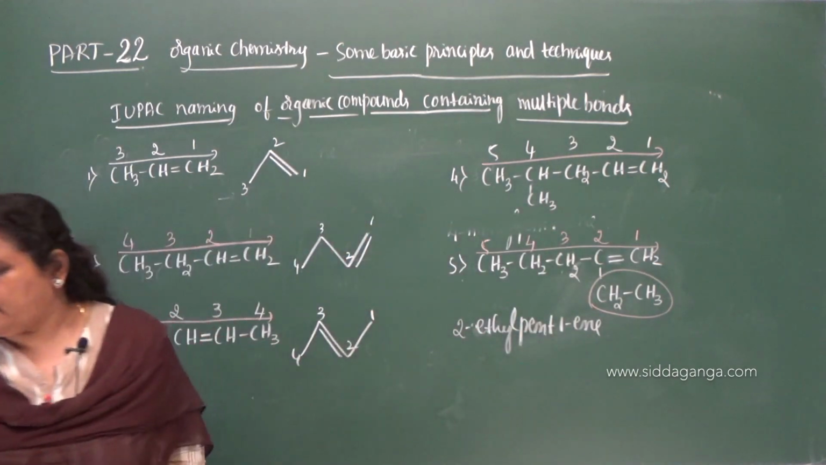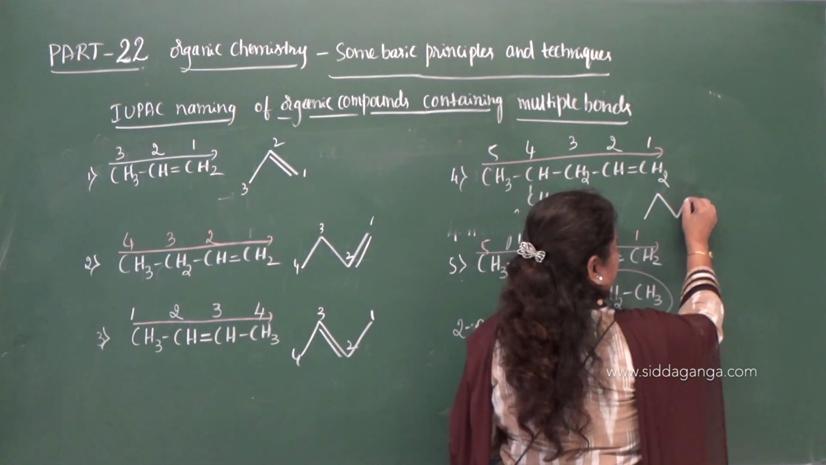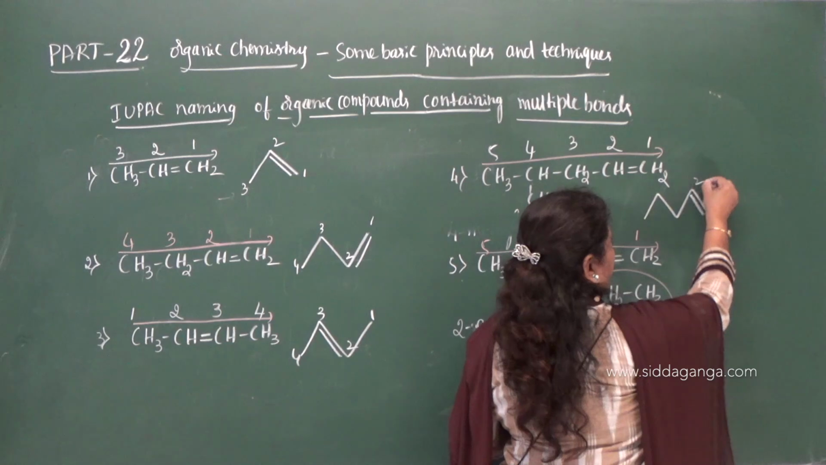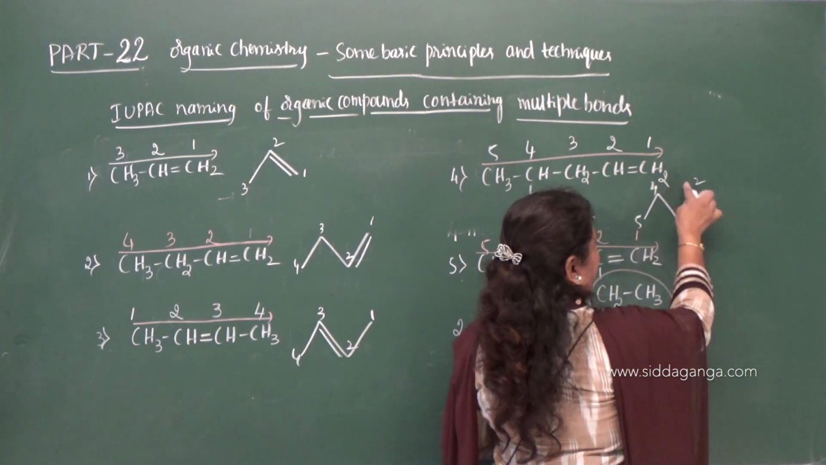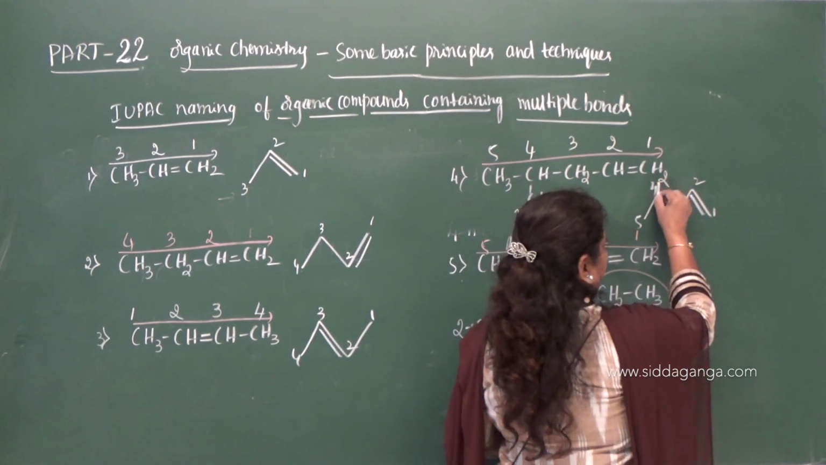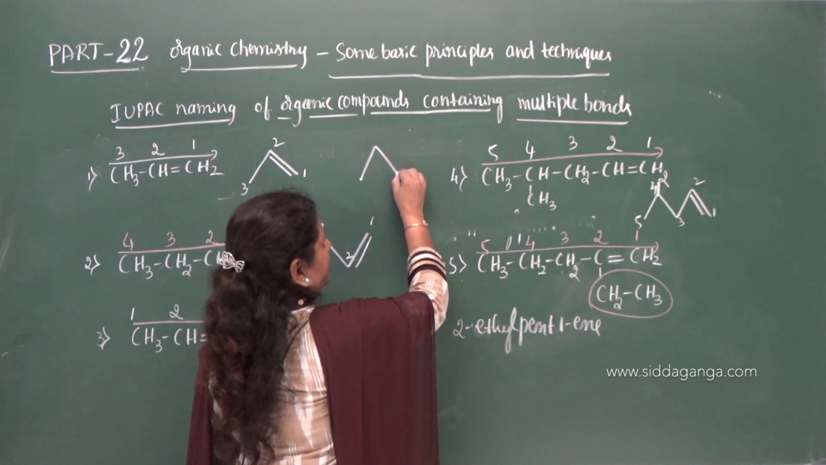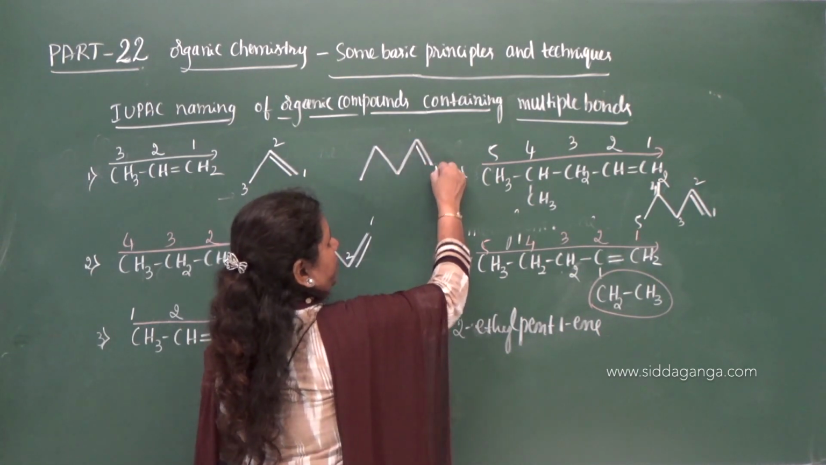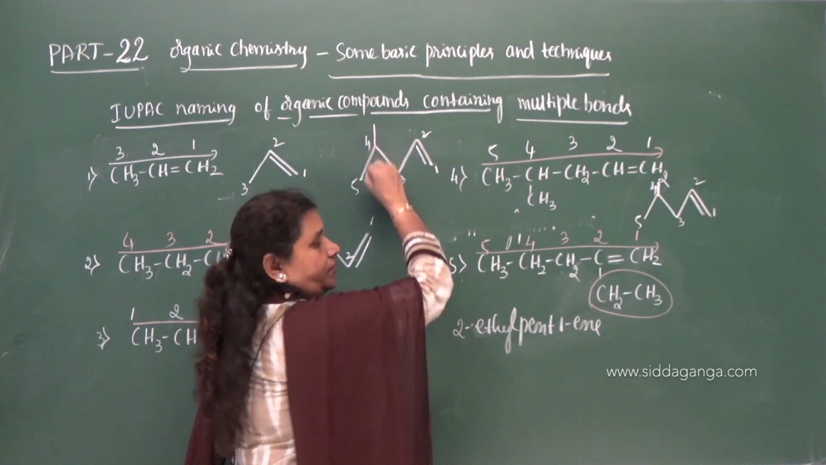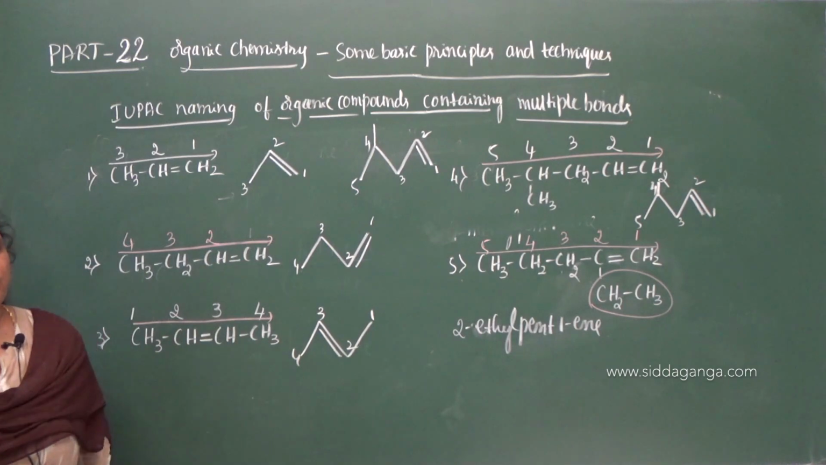Write the bond line formula for this. How to write? 5 carbon atoms you have to write. 1, 2, 3, 4, 5. And here 1, 2, 3, 4, 5. Double bond between first and second carbon, and on the fourth carbon you have a methyl group. Here you can write the methyl group. I'll rewrite this here. So here is the double bond 1, 2, 3, 4, 5, and here we have the methyl group at the terminal end. So that is the bond line formula for the fourth compound.